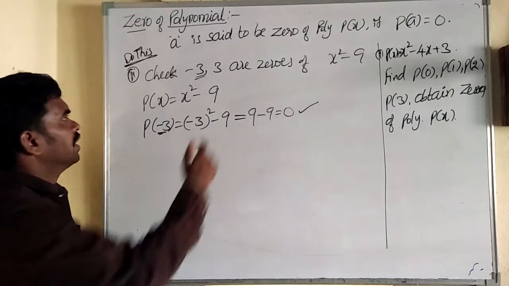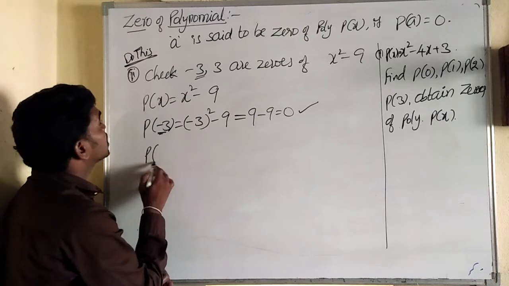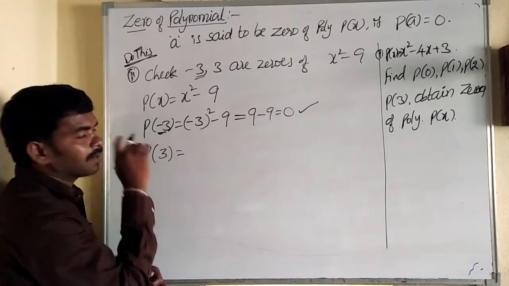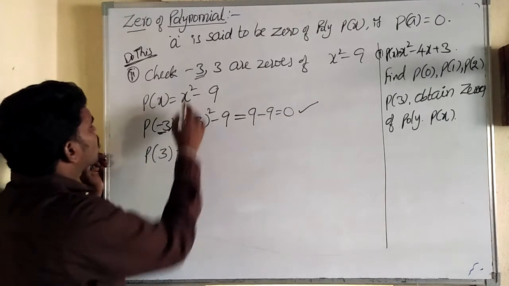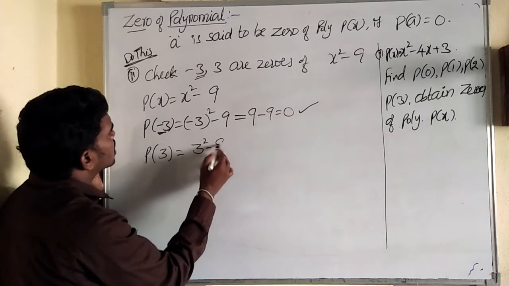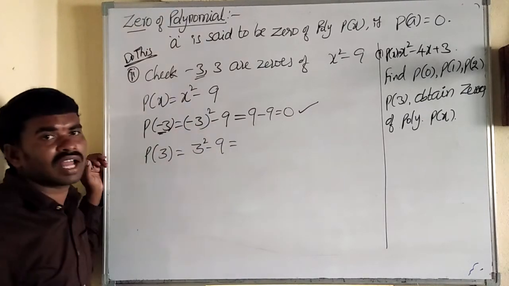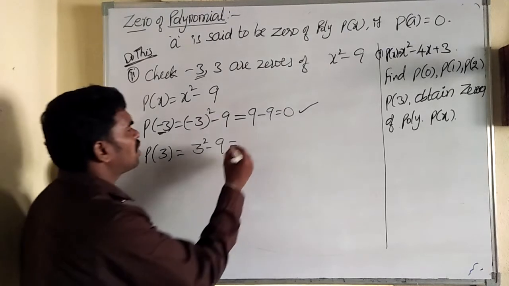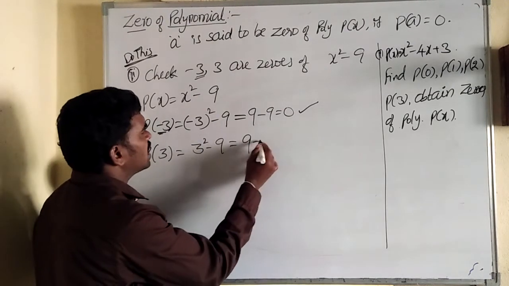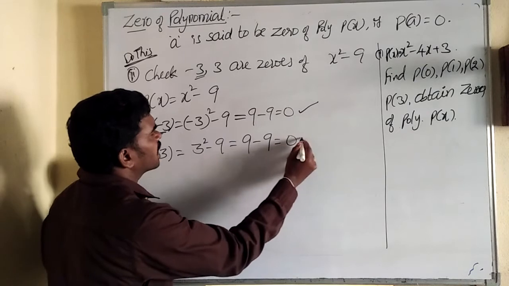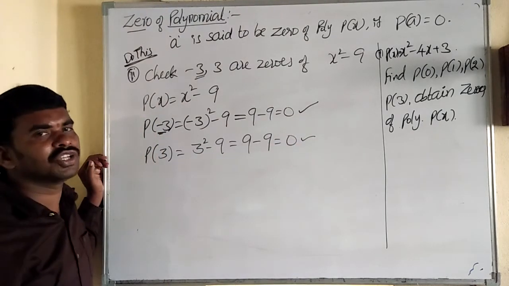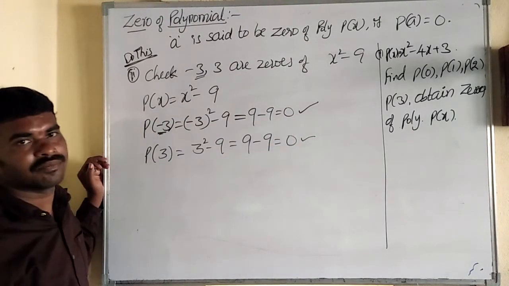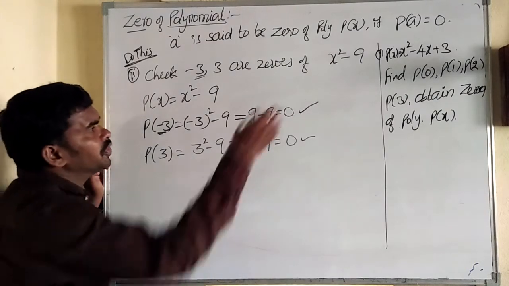Very simple. Next, asking for plus 3. So find p of 3. X square means 3 square minus 9. 3 square value is 3 into 3, how much? 9. Next, 9 minus 9 is 0. Yes, 3 is also a zero of the given polynomial. That only I told you.